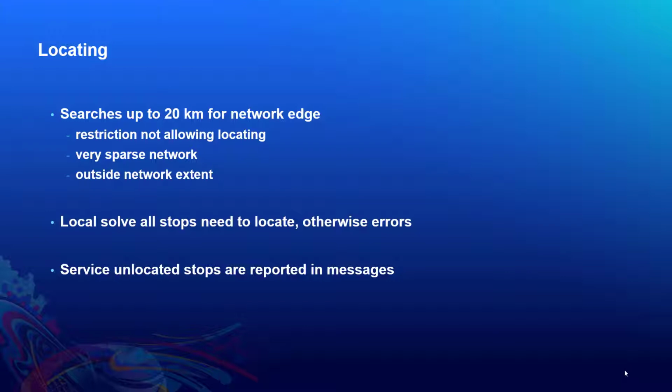So if the network has lots of restrictions, or it's a sparse network, or you're in a completely incorrect area, like you're using the wrong data set, we might not be able to locate. When using local data, one thing to note is that all the stops need to locate. And if they don't, you will get an exception. And then when using services, though, you will get a result back, but the result messages will include the fact that some locations were not located.